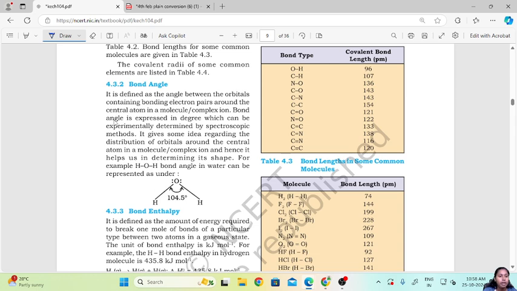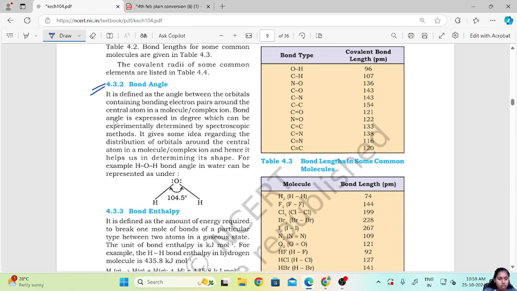Next is the bond angle. Now it is defined as the angle between the orbitals containing bonding electron pairs around the central atom in a molecule or a complex ion. So what is bond angle? It is the angle between the bonding electron pairs around the central metal atom or complex ions.